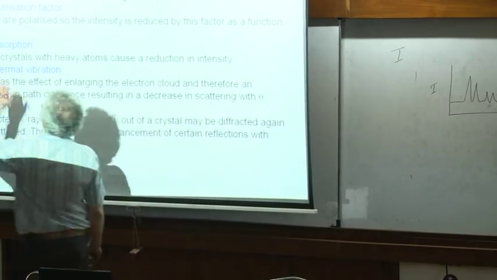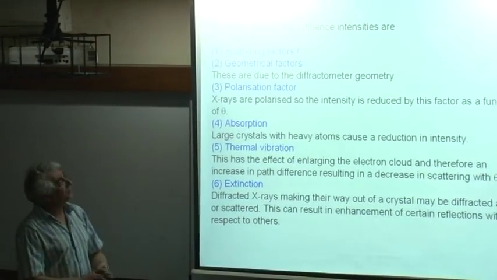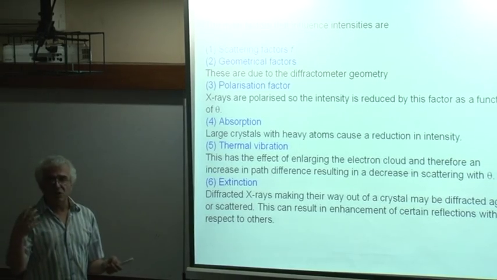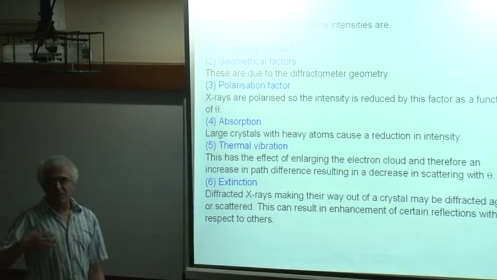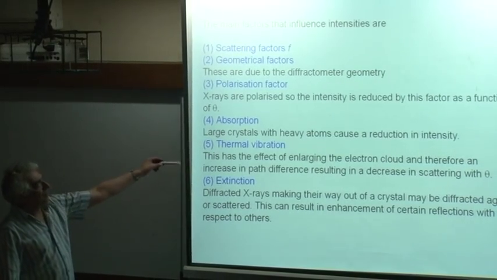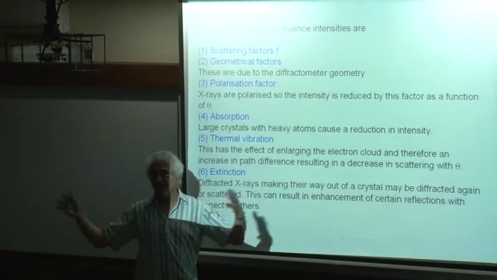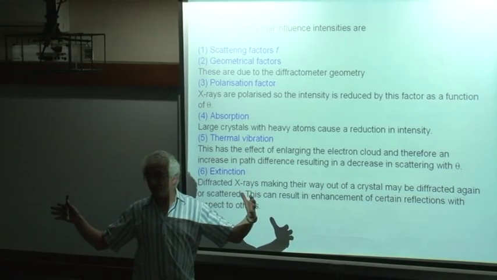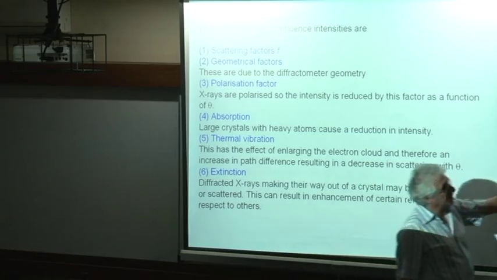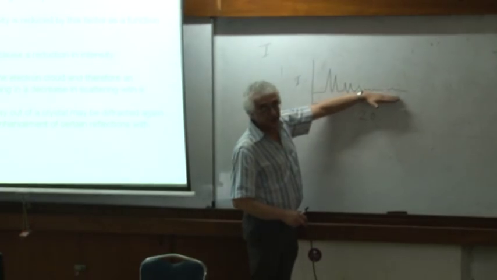So those are important factors. There's a polarization factor, because your X-rays are polarized. Absorption can cause problems. If you have a strongly absorbing sample, for example, bismuth or lead in the sample, that's going to cause problems. Thermal vibration, as I was explaining, makes the atoms look bigger. And if the atoms look bigger to the X-rays, then there's going to be more of this fall off forward scattering. So your thermal vibration causes this to be weaker in intensity.